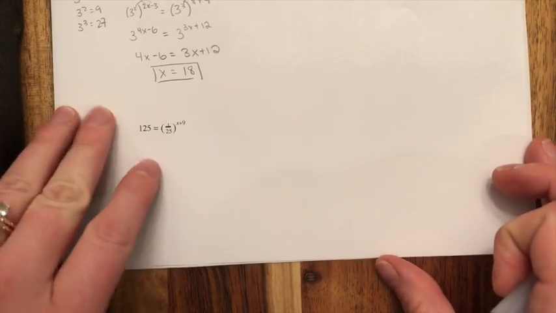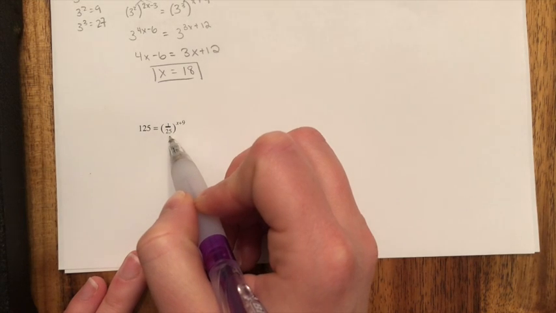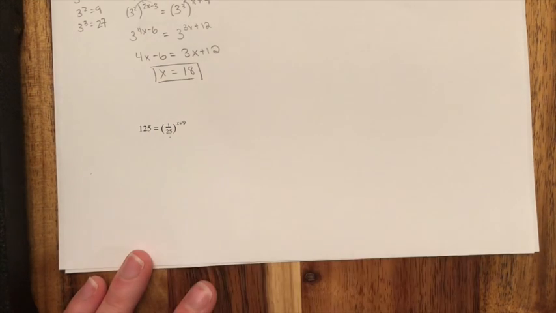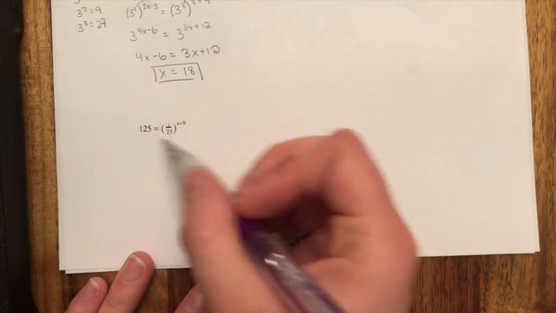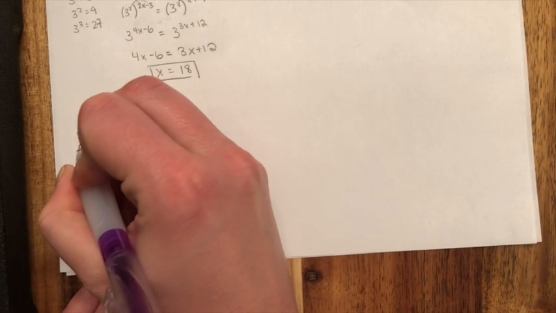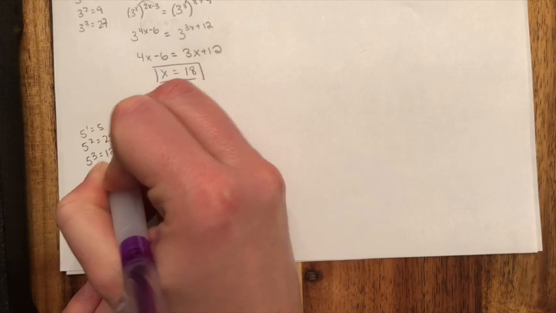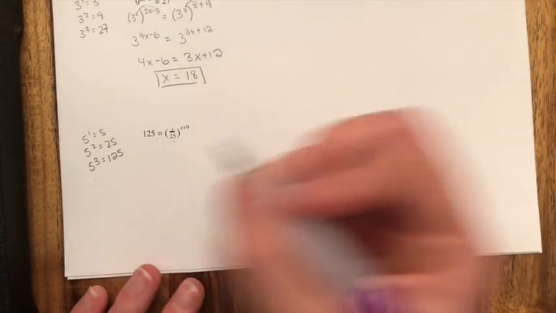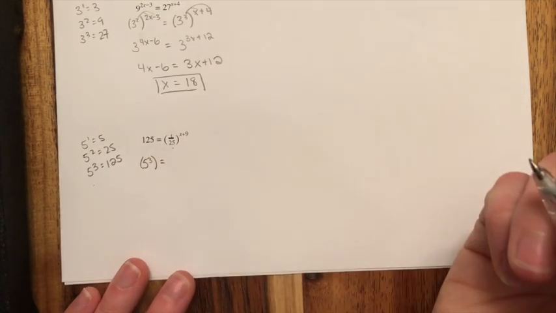This last one's a little bit trickier, so we've got 125 and 1 over 25, okay? So what I notice about both of these right away is that they're both multiples of 5, right? So my best guess for what power these are is 5s. So if you think about 5 to the 1 is 5, 5 squared is 25, 5 cubed is 125, okay? So this 125 can be replaced with 5 cubed.